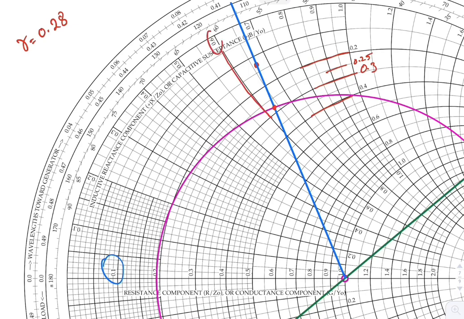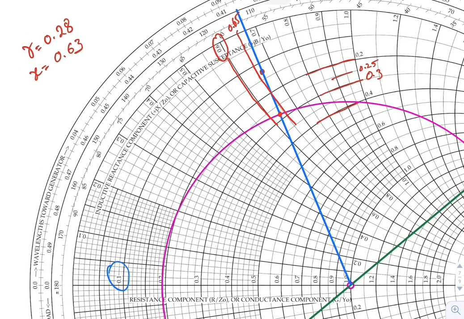This curve is X equal to 0.6. This curve is X equal to 0.65, and it is in between these two. Therefore I can write X equal to 0.63. Therefore the normalized load impedance at a distance of 0.4 lambda is 0.28 plus J times 0.63.